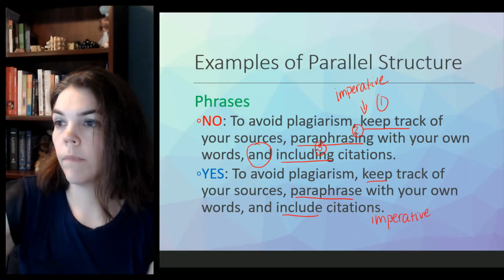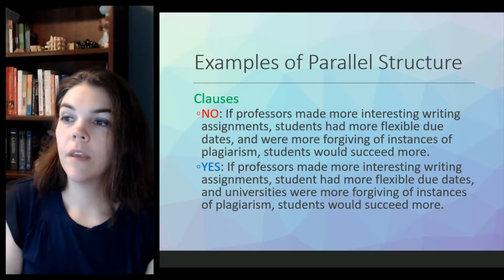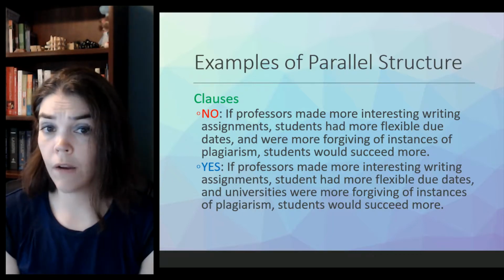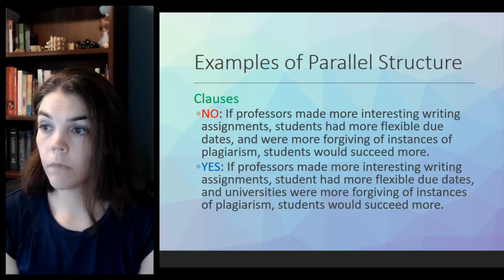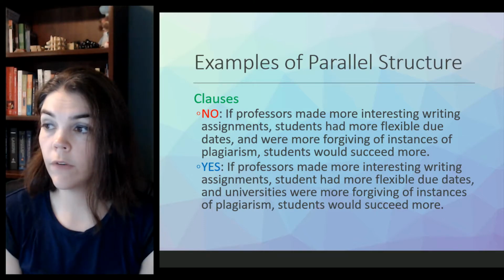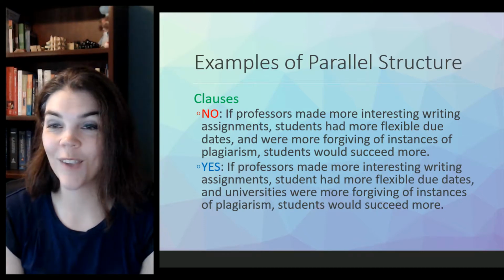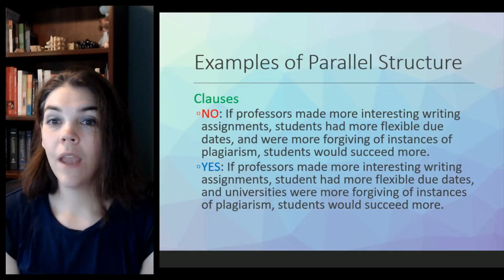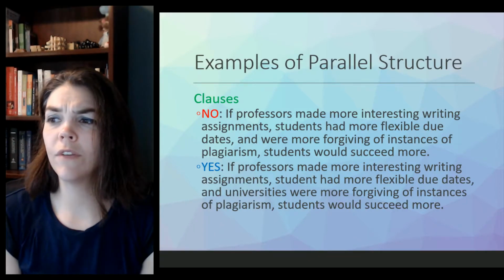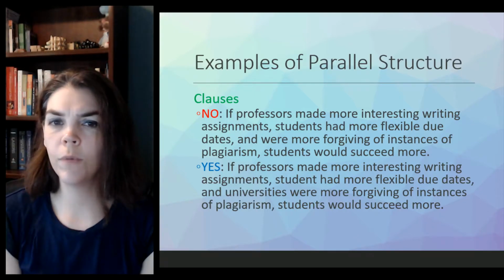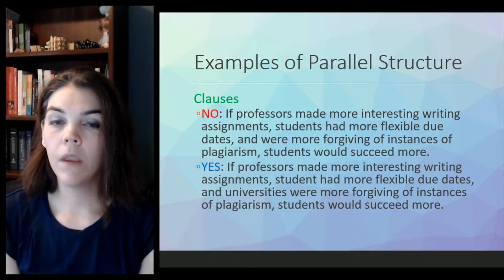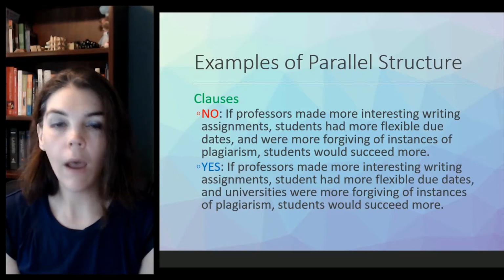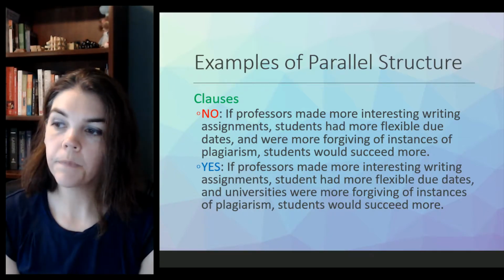Okay. Ready? All right, so now we're going to look at clauses. The first one is not correct. The second one is. So the first one: if professors made more interesting writing assignments, students had more flexible due dates, and were more forgiving of instances of plagiarism, students would succeed more. So you can kind of see what the student is trying to say. How can we make it more parallel?